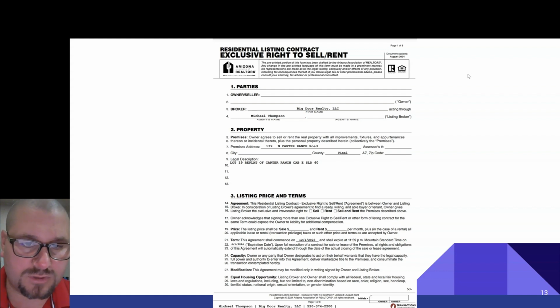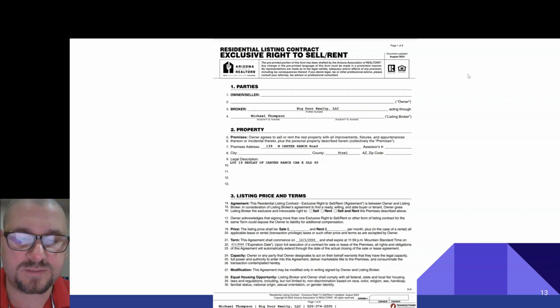Capacity, owner or any party that owner designates to act on their behalf warrants that they have the legal capacity, full power, and authority to enter into this agreement, deliver marketable title to the premises, and consummate the transaction contemplated hereby. Modification, this agreement may be modified only in writing, signed by the owner and the listing broker.